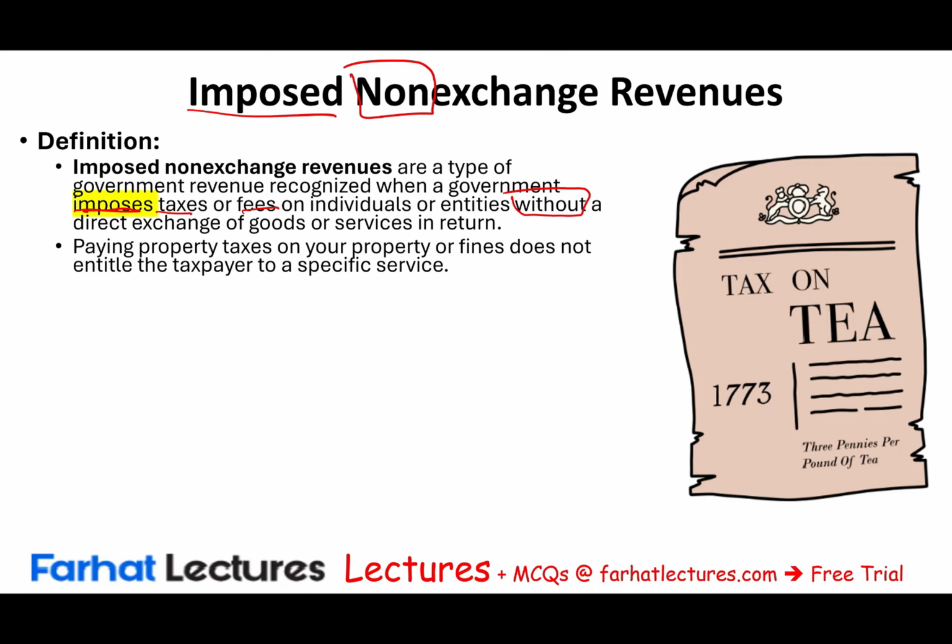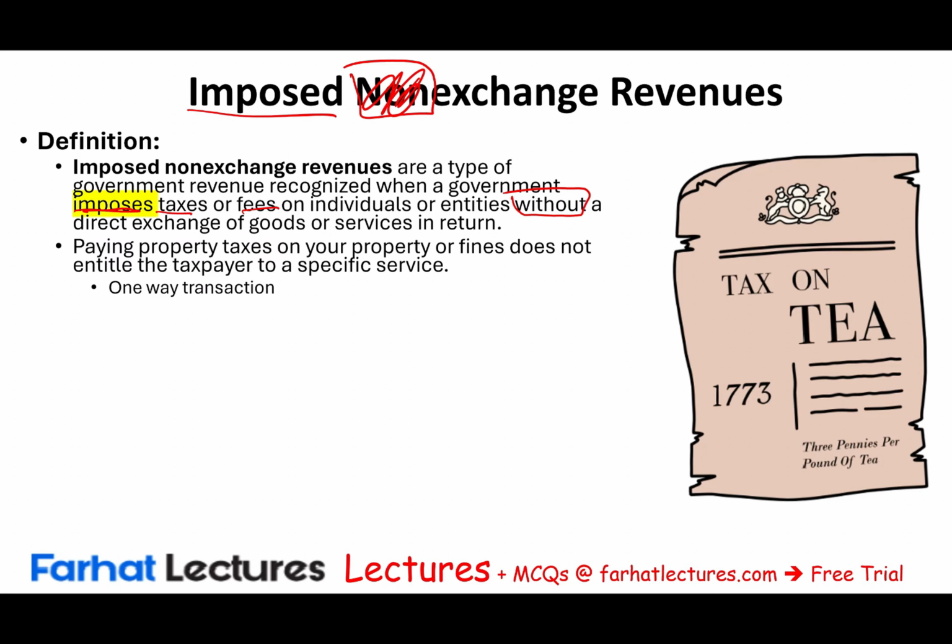Well, for example, paying property taxes on your property or fines does not entitle you to a specific service. So if you pay taxes on your property, you are required to do so because the government imposes this. Well, you cannot ask the government for a specific service because you're paying property taxes. Same thing if you pay a fine. It's a one-way transaction. This is what we mean by imposed, and it's non-exchange. Because if it was an exchange, you would receive something in return of equal value. Now, having said so, of course, you would receive services from government, but the point is you are not receiving any particular or specific service.